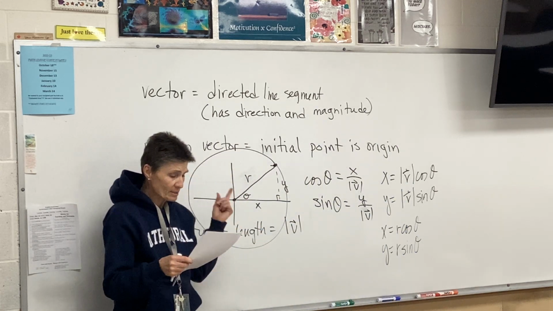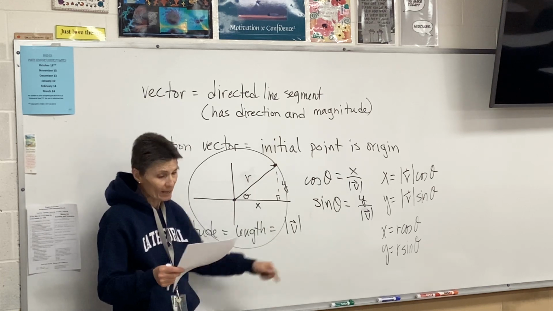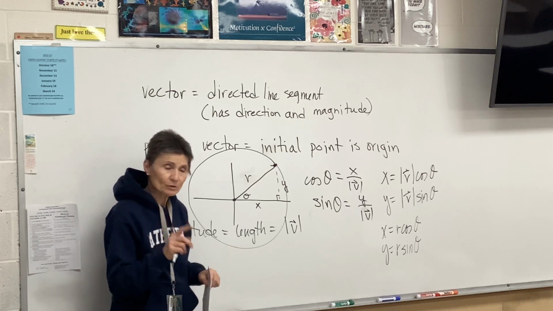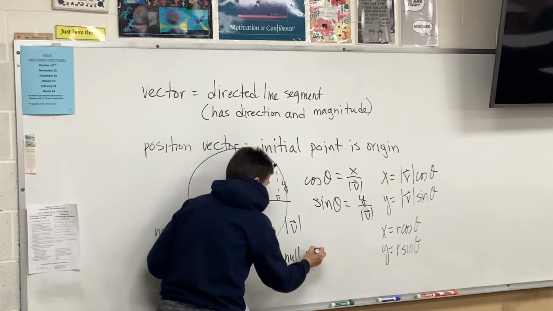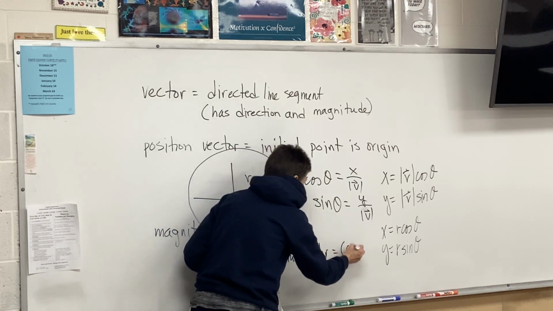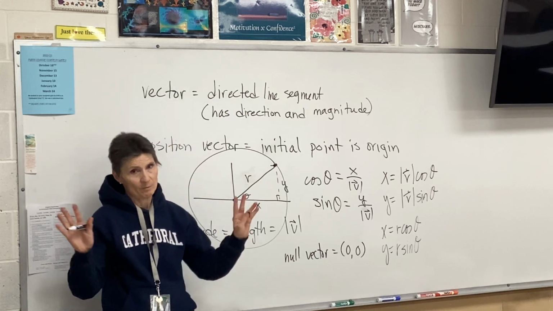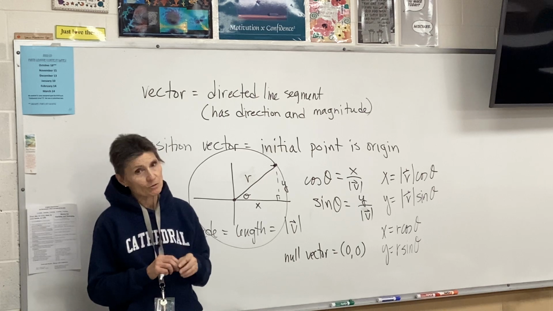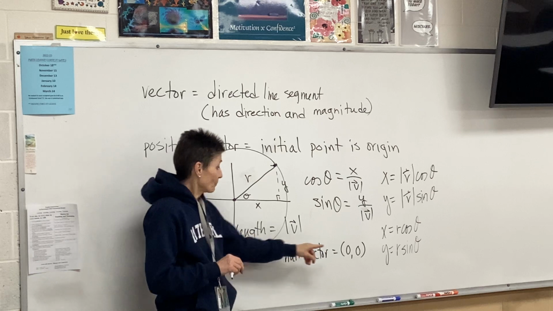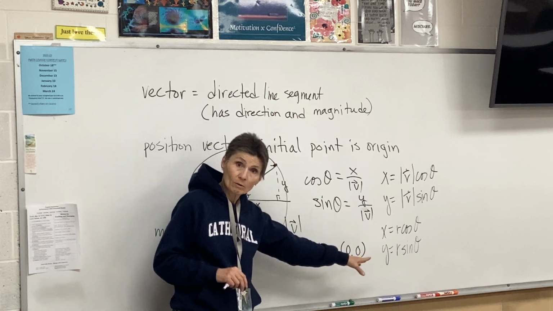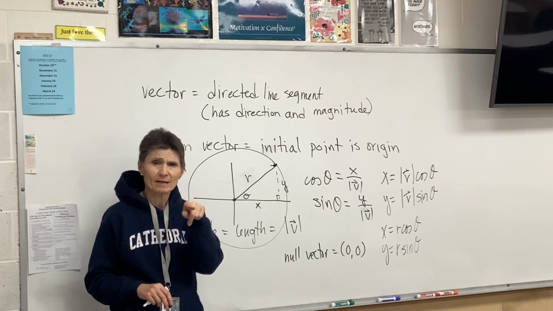All right, so vector components are x and y. This is how we find it. Magnitude is length. Notation is the absolute value. The zero or the null vector is the vector whose components are 0, 0. Now, you're thinking to yourself, wait a minute. If the components of the vector are 0, 0, then that means that this vector moves over 0 and up 0. So in other words, it doesn't really move, and it's just that point right there.